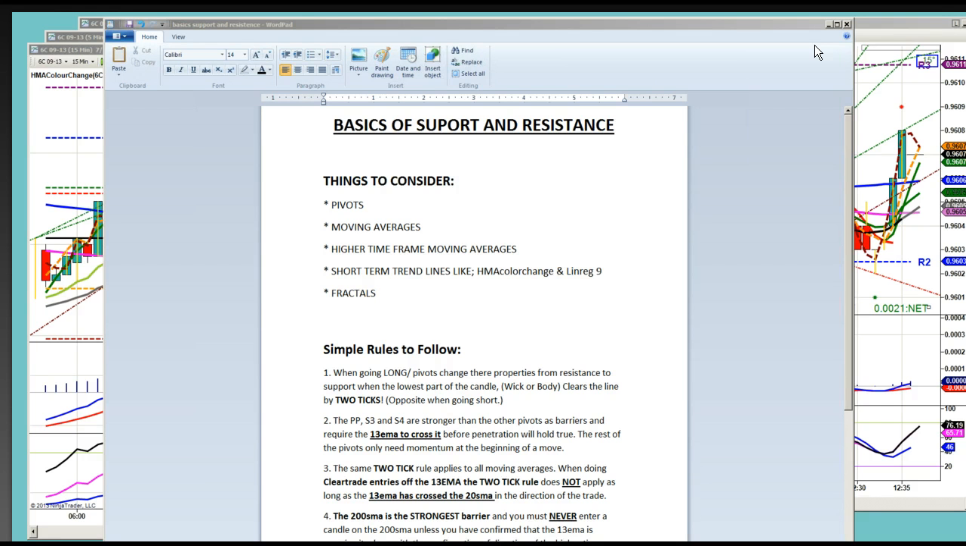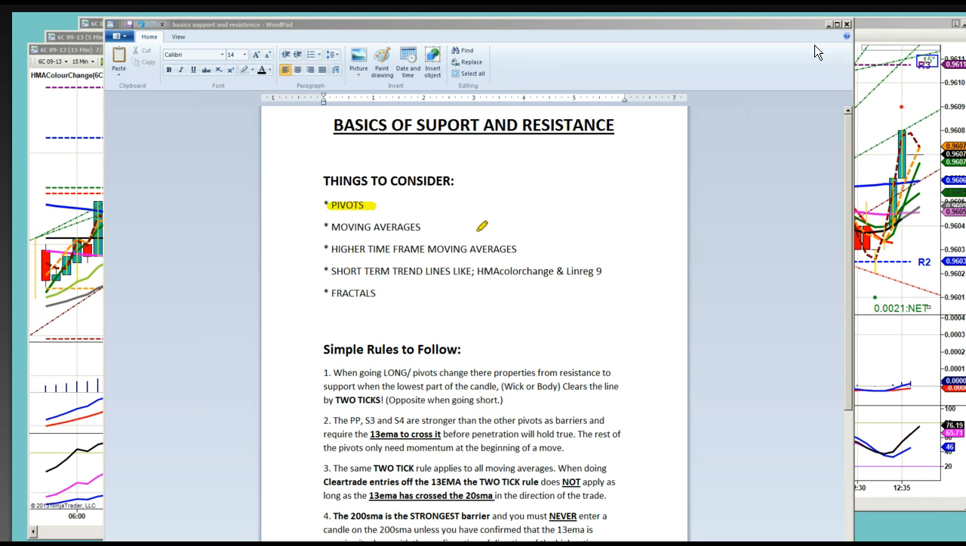If you follow these rules for support and resistance, I'm going to cover several areas. You will stay out of trouble and pretty much get your timing down a lot better with regards to the counter trend strategy and the trend strategy. Now, things to consider. What we're going to be looking at today is support and resistance, not just in pivots. Most people think of support and resistance, they just think of pivots.